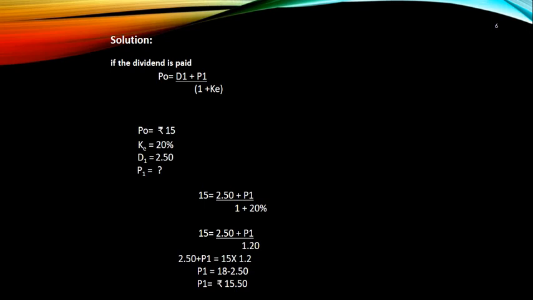So next I'm writing the P1 here. P1 is equal to 15 into 1.2 will be 18 minus, so I'm taking that value to this side, so it will be minus value. So 18 minus 2.50. So the P1 will be rupees 15.50. So this is the value of P1 if the dividend is paid.